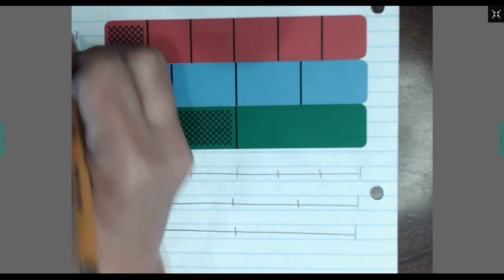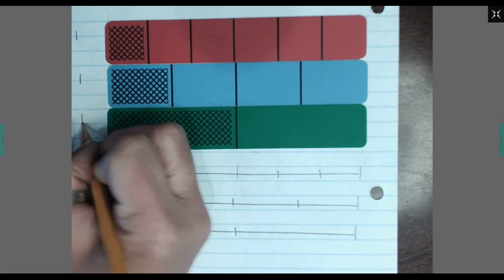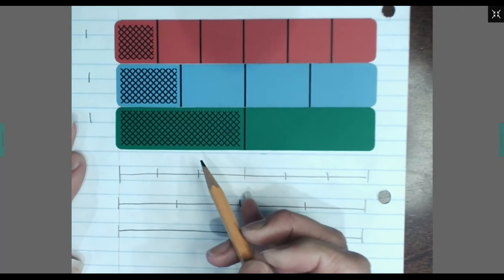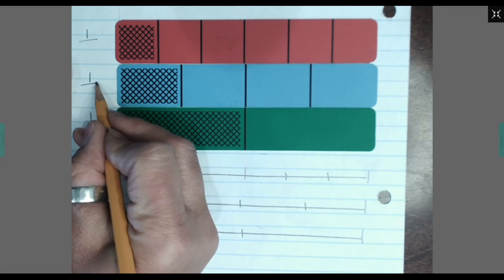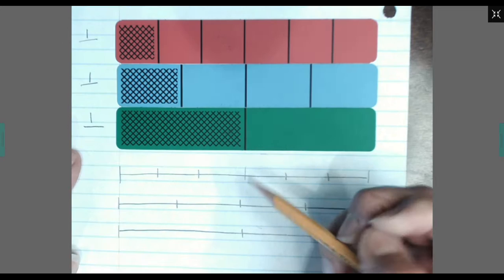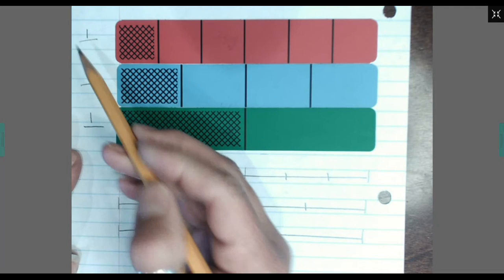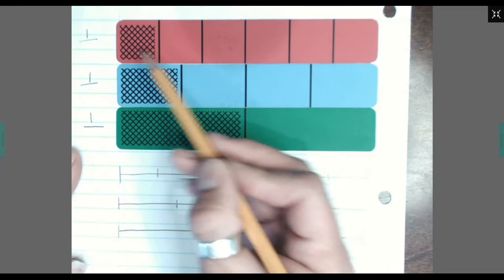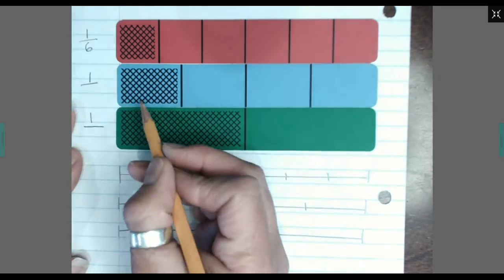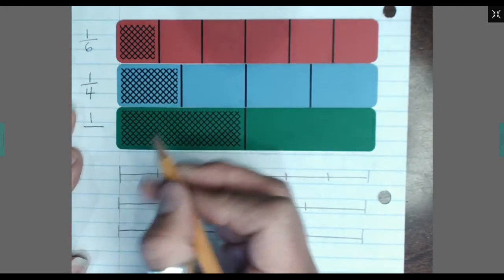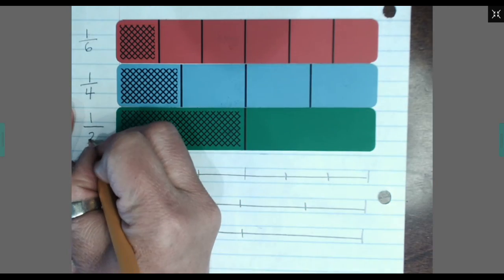Same numerator. With the same numerator, we've got to look at that denominator. We have to see what parts are bigger because we only have one part of each of them. So our top one, we have 1, 2, 3, a total of 6 parts. Our second one, we have a total of 4 parts. And our bottom one, we only have 2 parts.